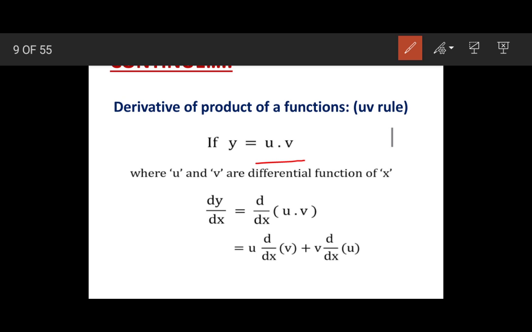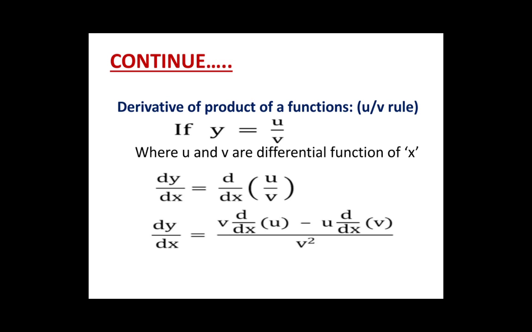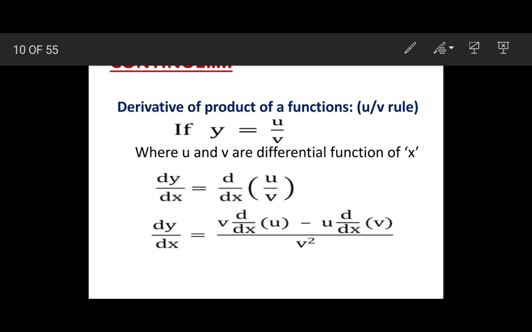u into v rule: u into derivative of v plus v into derivative of u. Okay, then next is the u upon v rule, or derivative of division of a function. This is not product, this is a division. It is the derivative of division of a function, meaning u upon v rule.